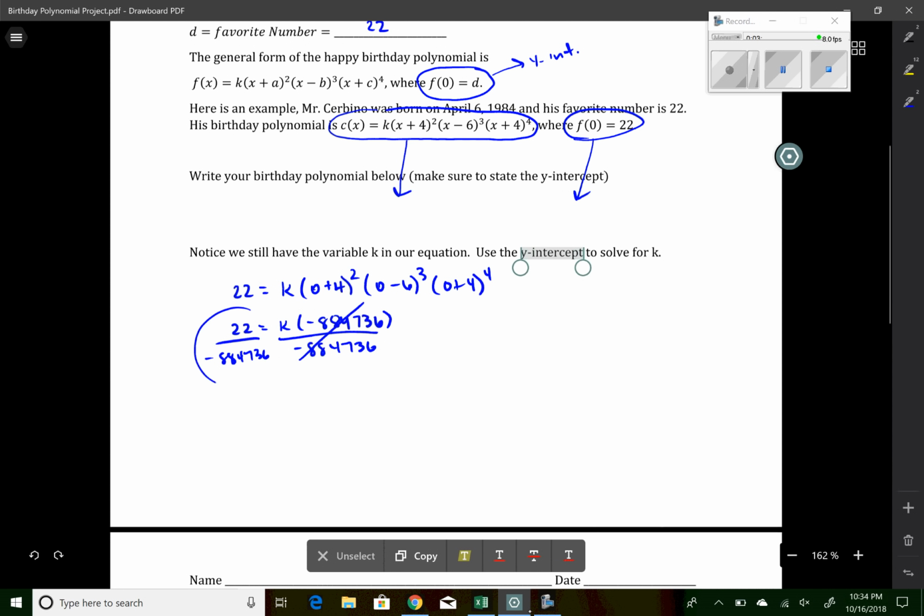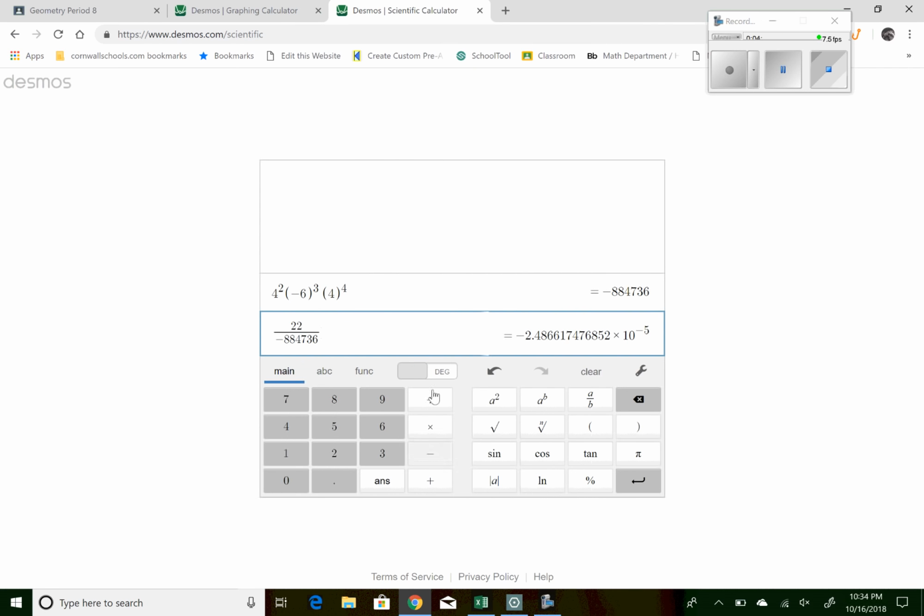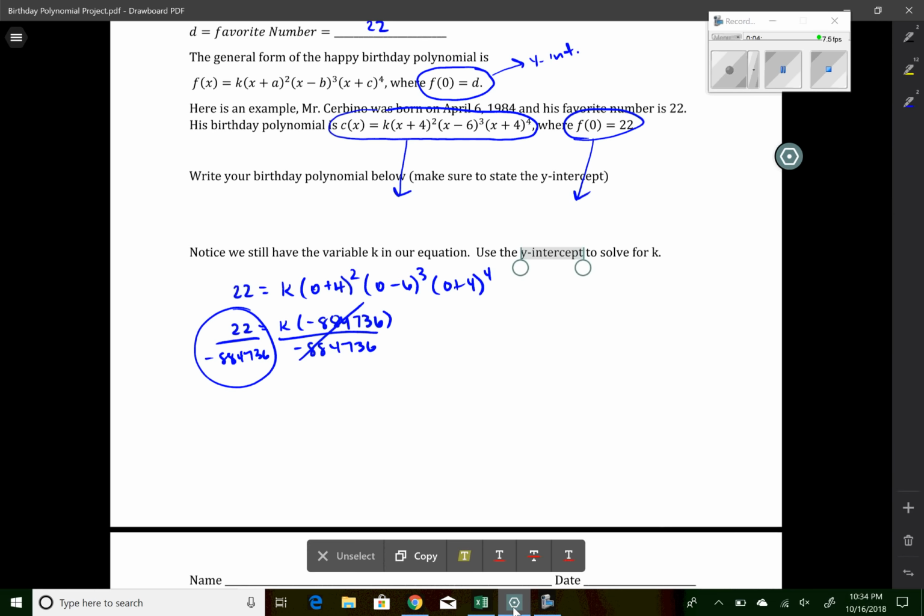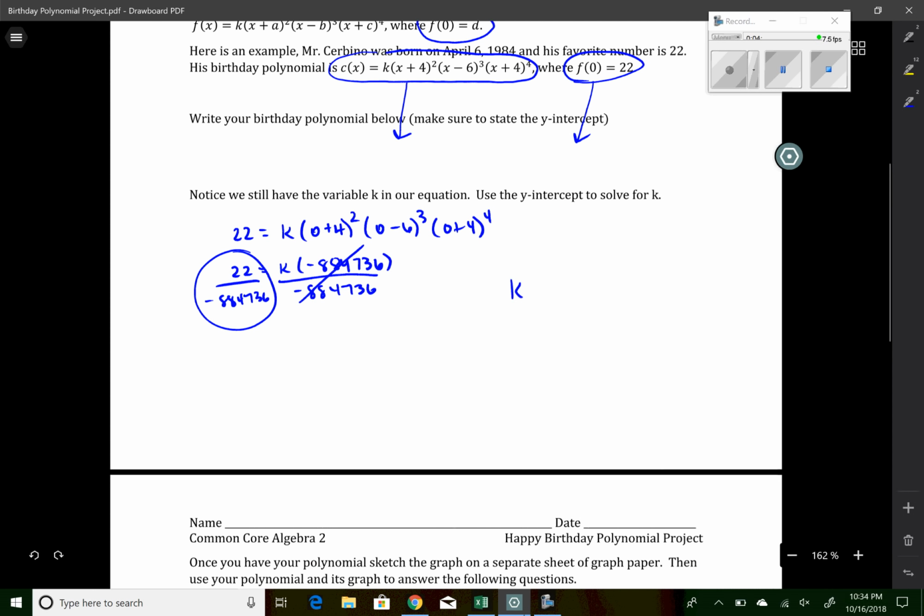And then I'm going to type this in my calculator. Now, depending on your birthday and your favorite number, you might not get a nice number here. Notice I typed my favorite number in and my value for my birthday, and I got this scientific notation number. Well, I don't want to use this number. I'd rather just leave the fraction. So I'm going to leave the fraction. I'm not even going to simplify it. It doesn't even matter because I'm going to wind up typing it in my calculator anyway when I graph it. So I'm going to just say my k value is negative 22 over 884,736.